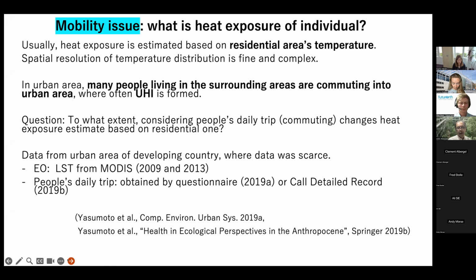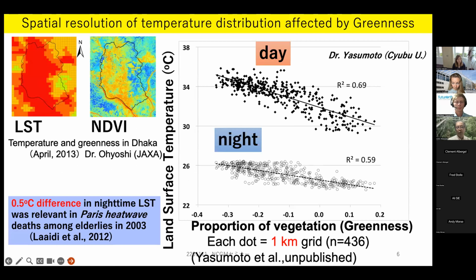In one study, daily trip data is obtained by questionnaire, and in the other study, daily trip data is reconstructed from the call detail records of mobile phones. This shows how, even within one urban area, one city, you have very wide variation of heat exposure. In the daytime or nighttime, you have this kind of difference in land surface temperature. And this difference matters for health, because, as noted at the lower left, in the Paris heat wave events, even a 0.5 degree difference in nighttime land surface temperature was significant in terms of deaths.